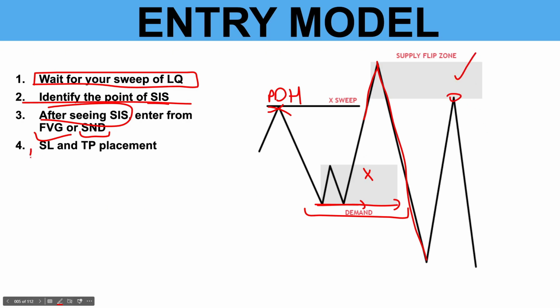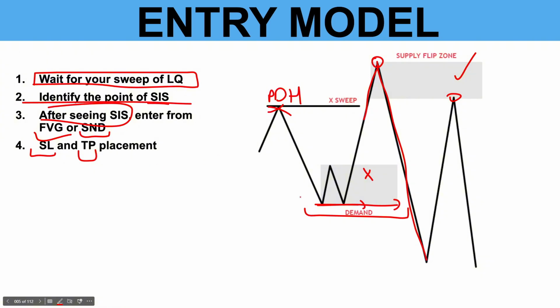Last thing is SL and TP placement. Of course, your SL will go at the invalidation point, which means the point at which if price goes past this point, the trade becomes invalid and the trade idea is invalid. So we must secure our losses off of the table. In this case, the point of invalidation and the SL for this trade would be this high, because if price goes above this high, we know the trade idea is invalid.